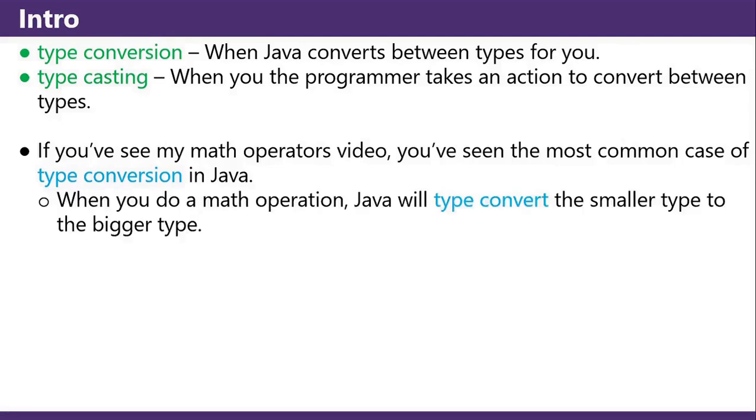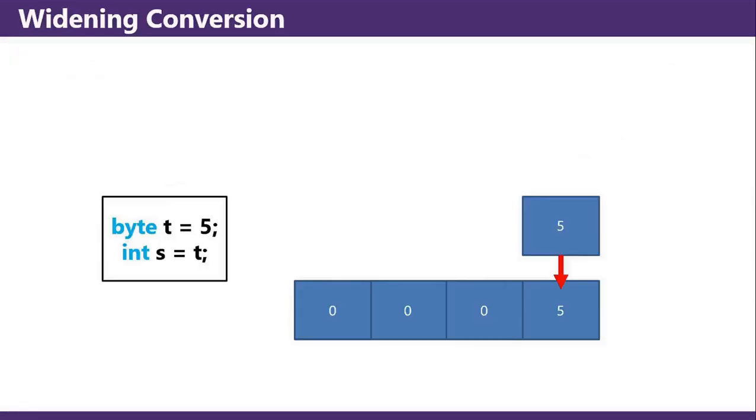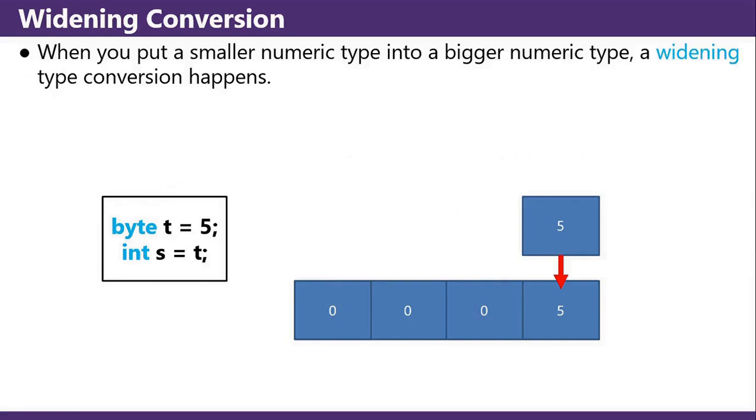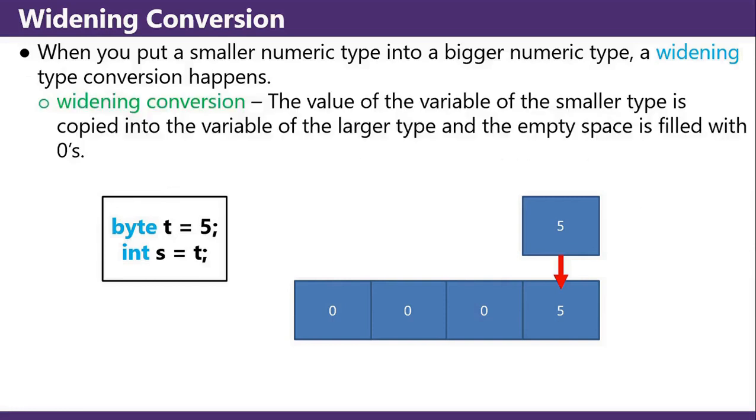When you do a math operation, Java will type convert the smaller type to the bigger type, a widening conversion. When you put a smaller numeric type into a bigger numeric type, a widening type conversion happens. In a widening conversion, the value of the variable of the smaller type is copied into the variable of the larger type, and the empty space is filled with zeros.